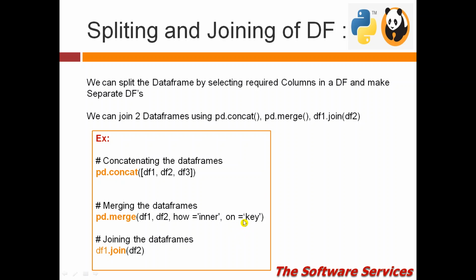And on equal to key. On what basis? On what is the condition? In MySQL we called it a predicate, and here in pandas we call it on, that is, on which column we are going to join. We are going to merge these two DFs, and then the other is joining the data frames by using the method simply join. So first DF dot join the second DF. So DF1 and DF2 will be joined. Okay. So let us see in our Jupyter notebooks.